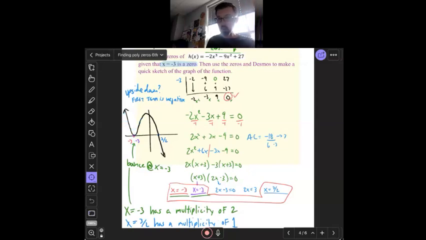So it's something we want to start to make a visual connection with, that a multiplicity of 2 creates a bounce. Multiplicity of 1 creates just a pass-through situation. Okay? We're going to keep talking about multiplicity as we go through more examples, but it's kind of an introduction there.